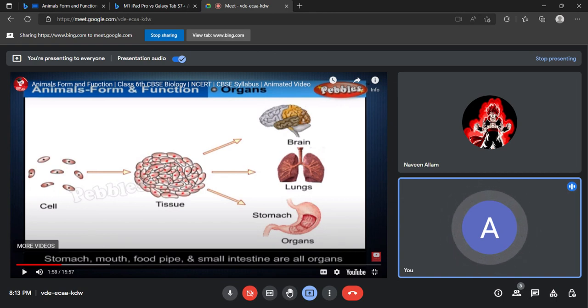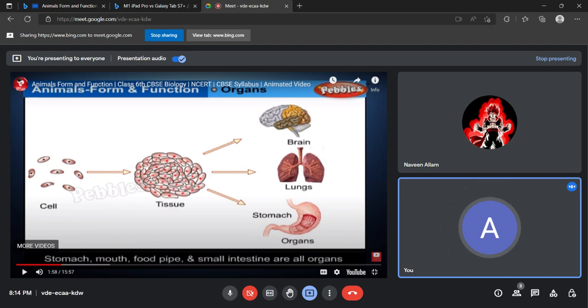So, how are organisms made? What is the smallest structure of an organism? It is the cell. Now, similar types of cells will group together and make a tissue. And similar tissues will group together and form an organ.